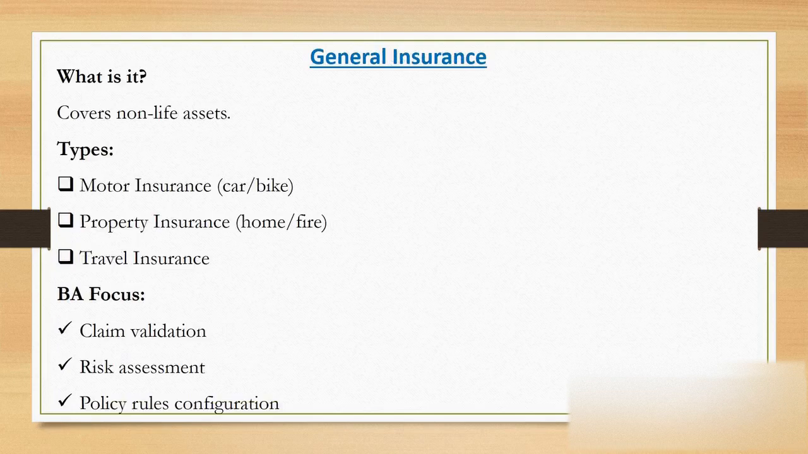Insurance is categorized into different types based on the nature of coverage provided. The primary categories include life insurance, health insurance, general insurance, and commercial insurance. Each type serves a specific purpose and operates under unique business rules. Life insurance focuses on long-term financial protection, while health insurance addresses medical expenses. General insurance covers physical assets such as vehicles and property, and commercial insurance is designed for business-related risks.